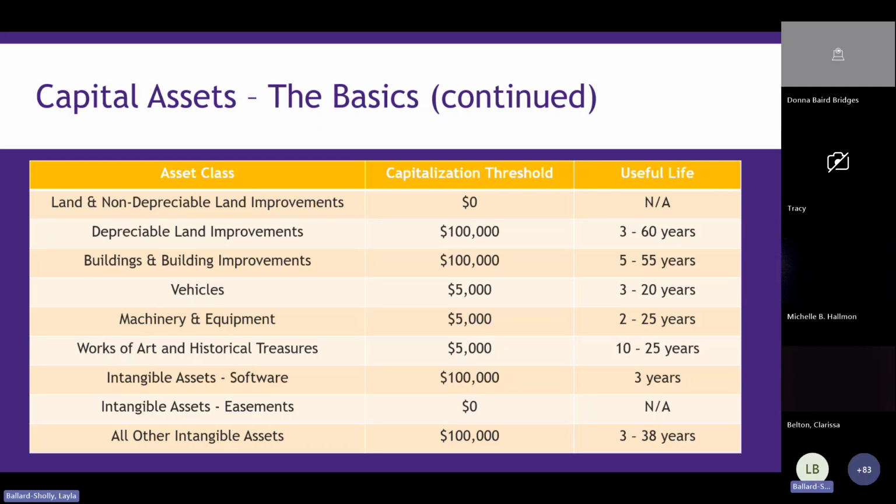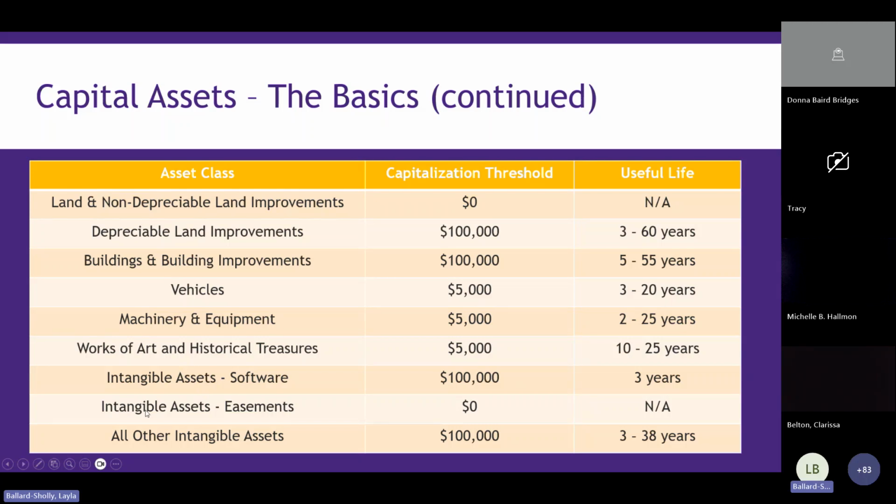But this one's kind of weird because you can capitalize it differently depending on whether it's an individual item or it's a collection, and it can be depreciable or non-depreciable. But I have here just the depreciable category, and it still has the 5,000 threshold and useful life range of 10 to 25 years. Software, like I said before, is always 3 years. This would only be software we own. This would not be SBITAs.